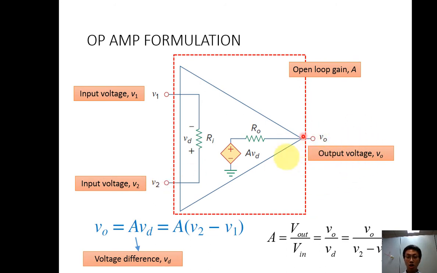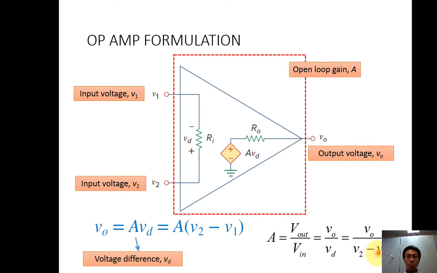So for the op-amp formulation, we have V1 as an input voltage, V2 as input voltage 2, then we have an output voltage V0. Inside we have Ri, a minus plus Vd, R0, and AVd. A stands for the open loop gain. Please bear in mind, A equals V out divided by V in, where V in is actually the V difference. V difference is plus V2 minus V1.